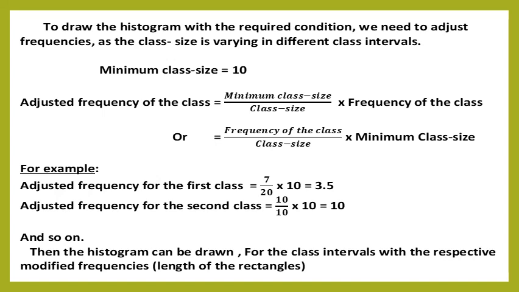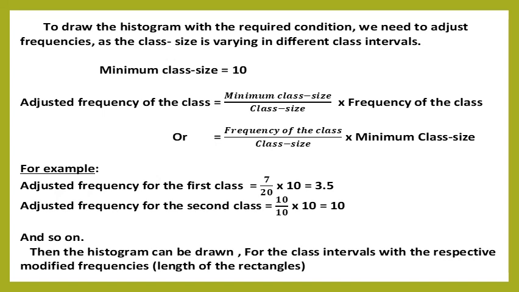For example, the adjusted frequency for the first class is 7 divided by 20 into 10. The frequency of the first class is 7 and the respective class size is 20. Minimum class size is 10. So 7 by 20 into 10 is equal to 3.5.